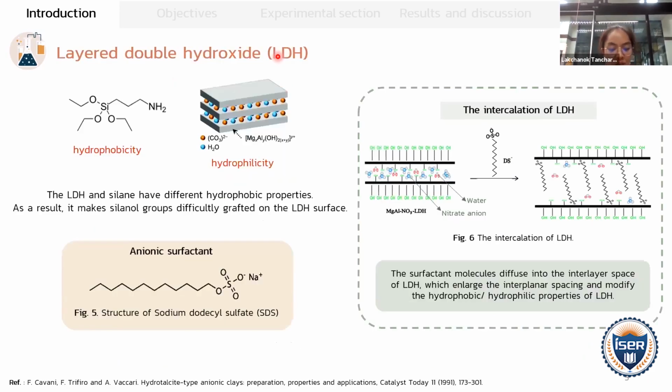However, the modification of LDH by chemical coupling of silane coupling agent is hard, because the LDH and silane coupling agent have different hydrophobic properties. It makes silanol groups difficult to gather on the LDH surface. Such a problem can be overcome using an anionic surfactant. The anionic surfactant molecules can diffuse into the interlayer space of LDH, which expands the interlayer spacing and modifies the hydrophobic properties of LDH. The enhanced hydrophobicity facilitates condensation of silane molecules with the hydroxyl groups on the LDH surface.